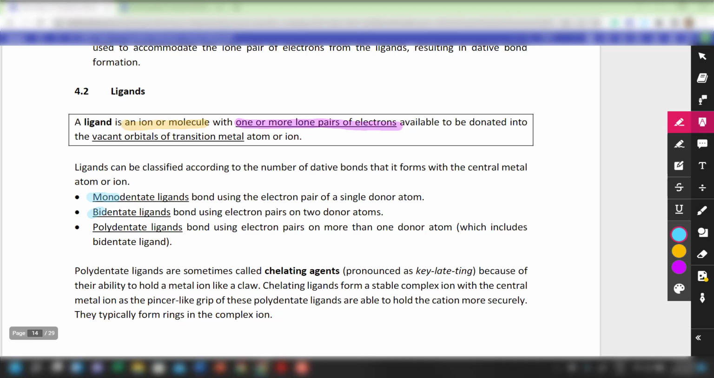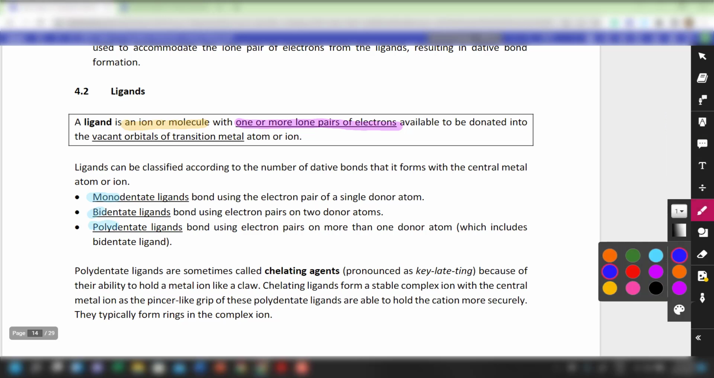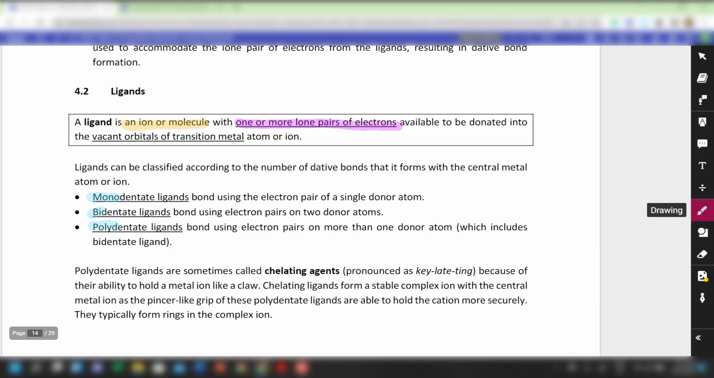Anything beyond bidentate, we just call polydentate. In case you are wondering, what about 6? Yes, 6 is still called hexadentate. 4 is tetradentate, not quaddentate. This is tetradentate.